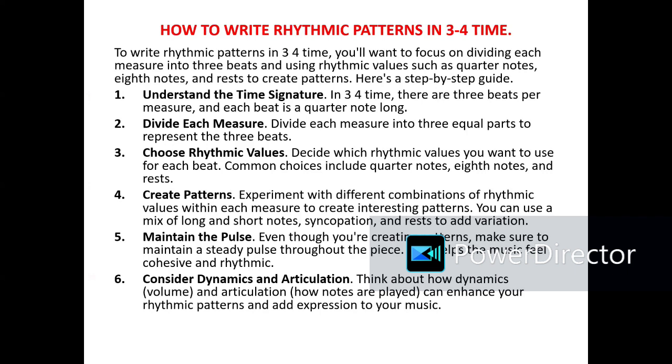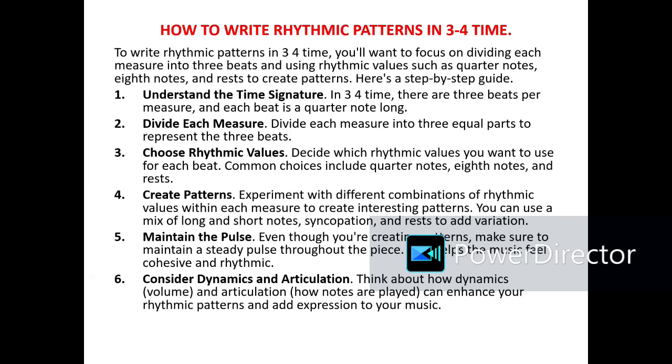How to write rhythmic patterns in 3/4 time. To write rhythmic patterns in 3/4 time, you'll want to focus on dividing each measure into 3 beats and using rhythmic values such as quarter notes, eighth notes, and rests to create patterns. Here's a step-by-step guide. 1. Understand the time signature. In 3/4 time, there are 3 beats per measure, and each beat is a quarter note long. 2. Divide each measure into 3 equal parts to represent the 3 beats.